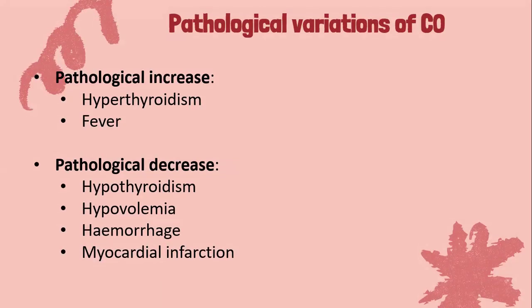What are the pathological variations of cardiac output? Cardiac output can be increased or decreased due to pathological reasons. What are the pathological reasons that increase the cardiac output? They are hyperthyroidism and fever. What are the factors that decrease it? They are hypothyroidism, hypovolemia, hemorrhage, and myocardial infarction.